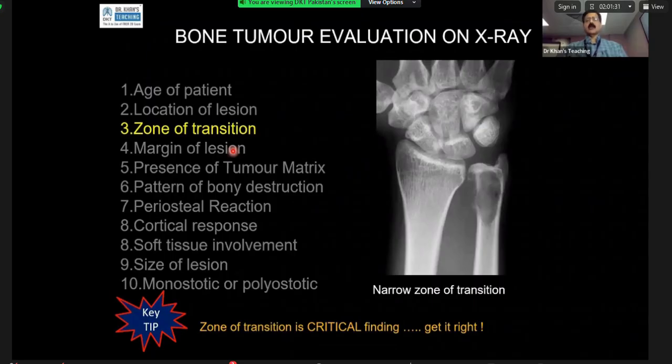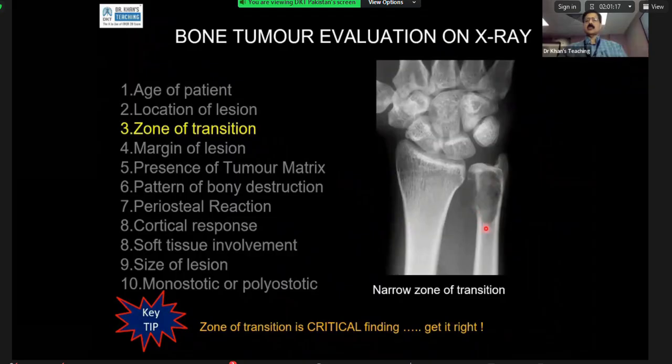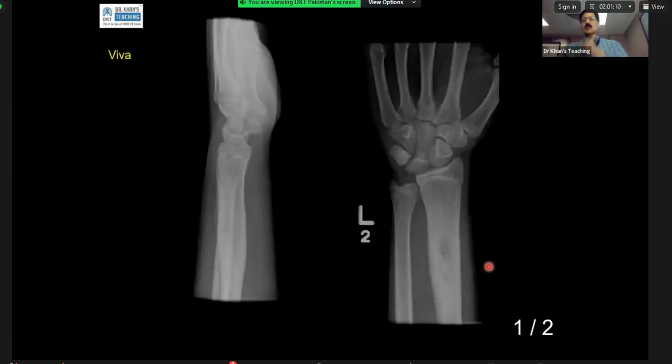Zone of transition by definition means transition from abnormal to normal bone. Narrow zone of transition means benign lesions. And this is an example of a narrow zone of transition where you can see a crisp and sharp outline, normal bone, abnormal bone. But in our case, look at the zone of transition. There is something abnormal here, but all of this looks abnormal. All of this looks abnormal.